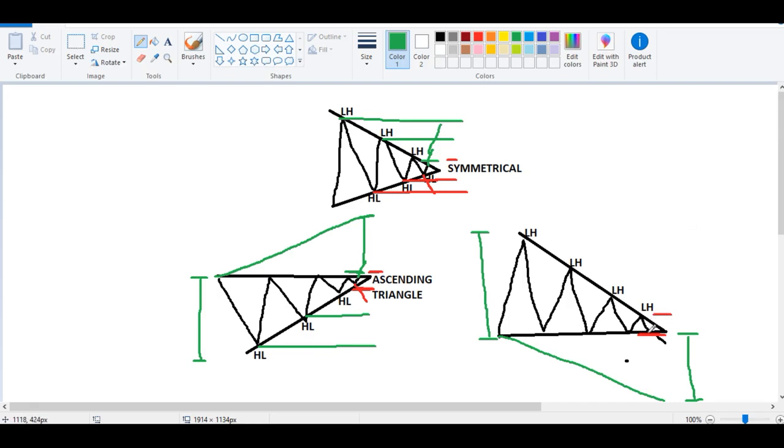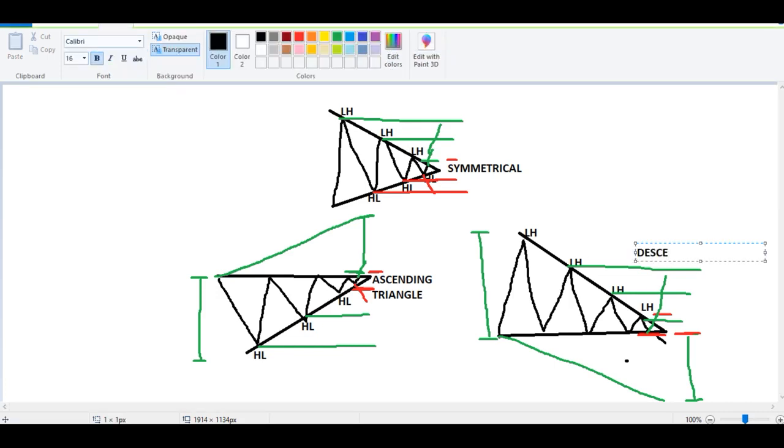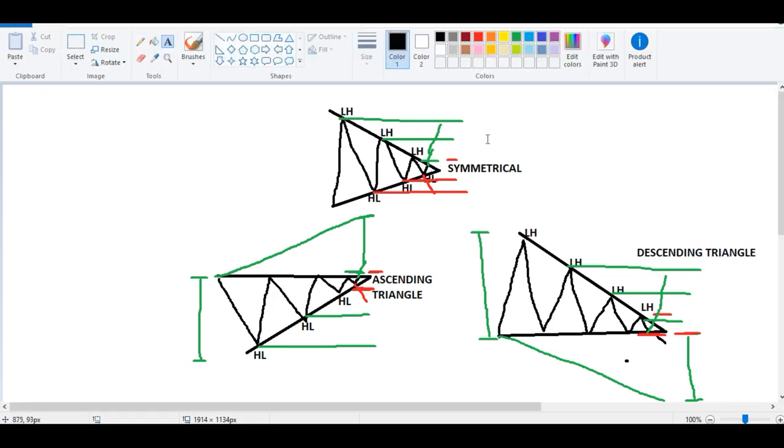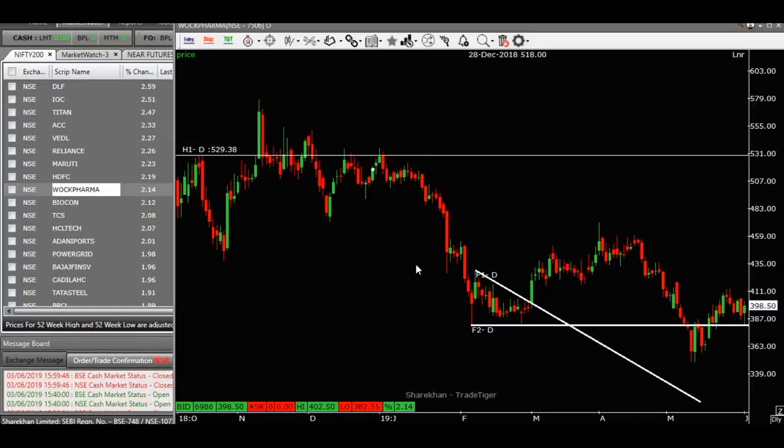Okay, now suppose it breaks towards the upside, so I will enter on the breakout towards the upside, and my targets will be the first swing high and the second swing high. Okay, and stop loss will be on the opposite end here. So this is called my descending triangle, right? So we have the symmetrical triangle, the ascending triangle, and the descending triangle. So now let's look at some examples.